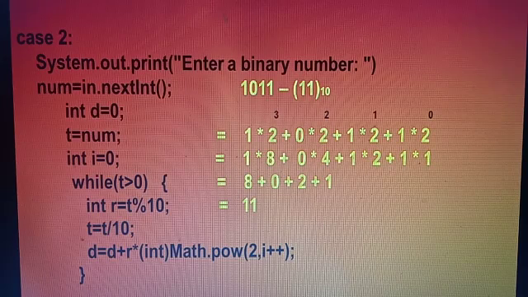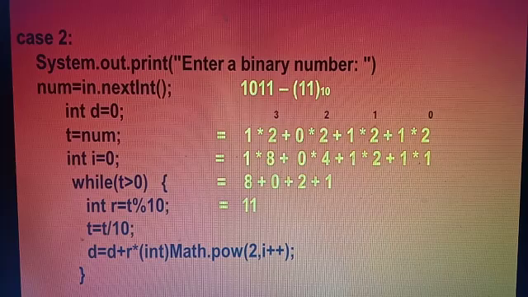Now 2 raised to the power 3 will give you 8, so 1 into 8, plus 0 into 4, that means 2 raised to the power 2 is 4, plus 1 into 2 raised to the power 1, which gives 2 only. Then 1 into 2 raised to the power 0, that is 1 only, because 2 raised to the power 0 gives you 1 only. Then you have to add, you will get 11. This same thing we have to apply here also.